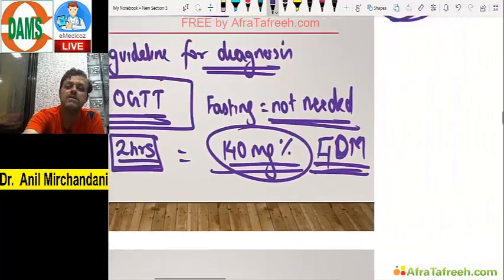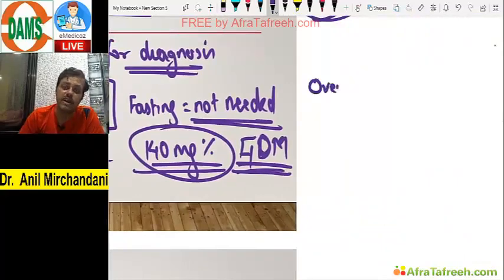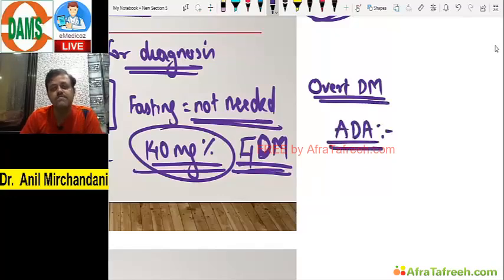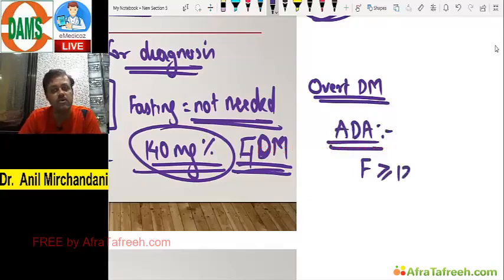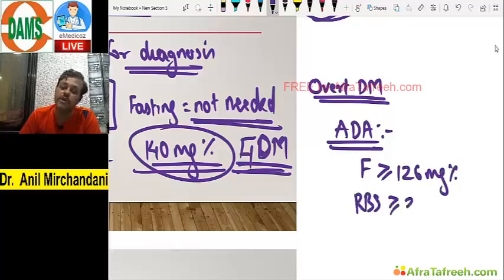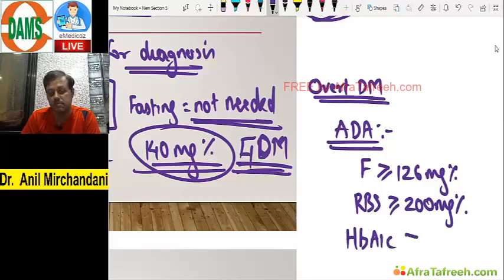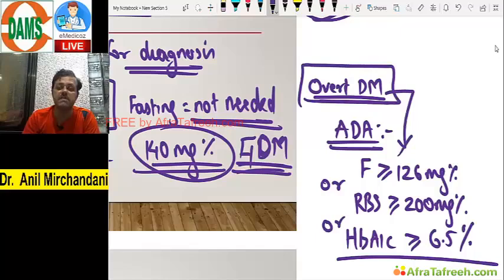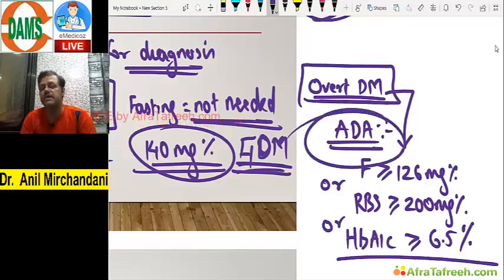My dear friends, remember that there is something called overt diabetes mellitus, which you already know. As per the American Diabetes Association, overt diabetes mellitus is a patient whose fasting value is more than or equal to 126 milligram percentage, random blood sugar more than or equal to 200 milligram percentage, or HbA1c more than or equal to 6.5 percentage. Either this or this or this is a case of overt diabetes mellitus. This is as per ADA.